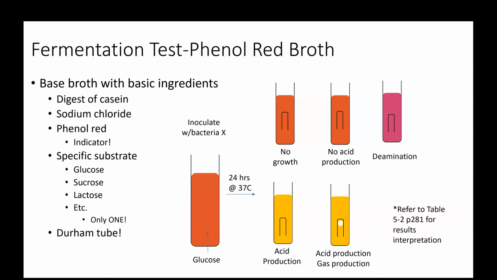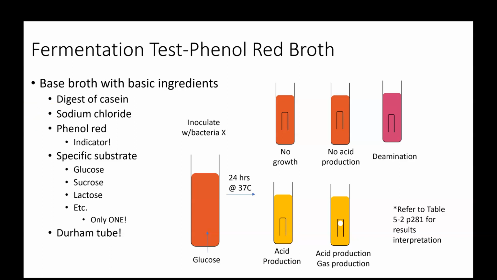The broth itself is a very basic broth that only has a few ingredients. It has digestive casein, and the digestive casein provides amino acids for the bacteria. It has sodium chloride in it to make sure that the osmotic pressure is correct in the broth itself, and it has a pH indicator, phenol red.